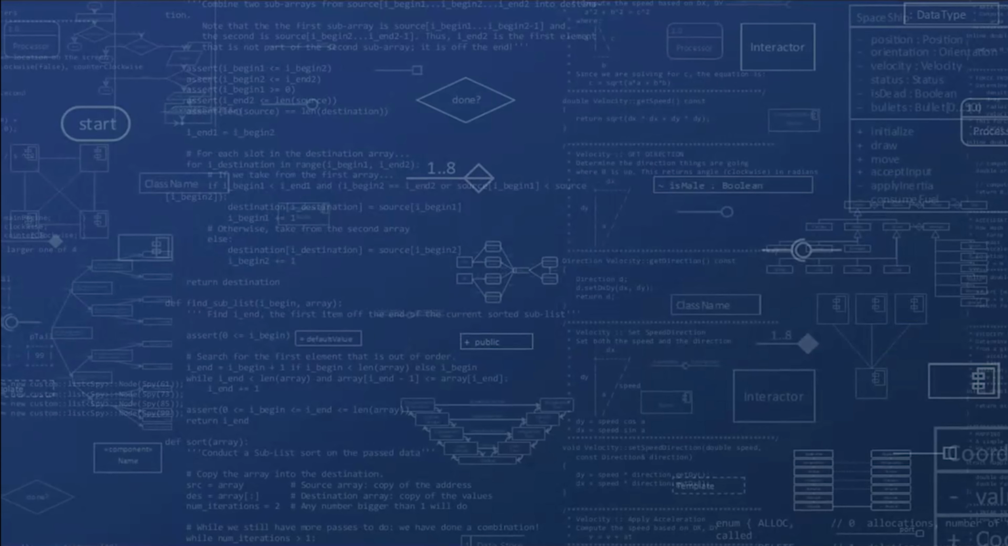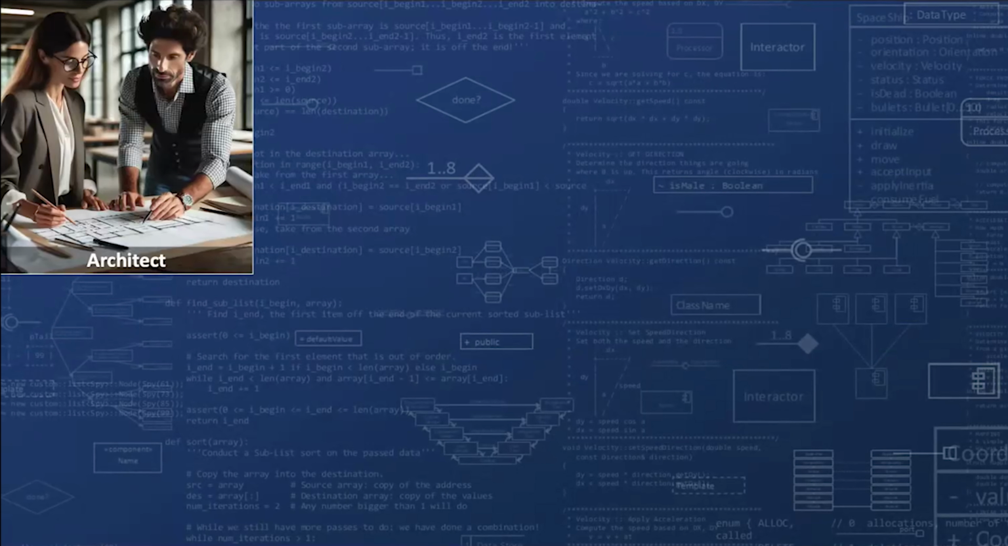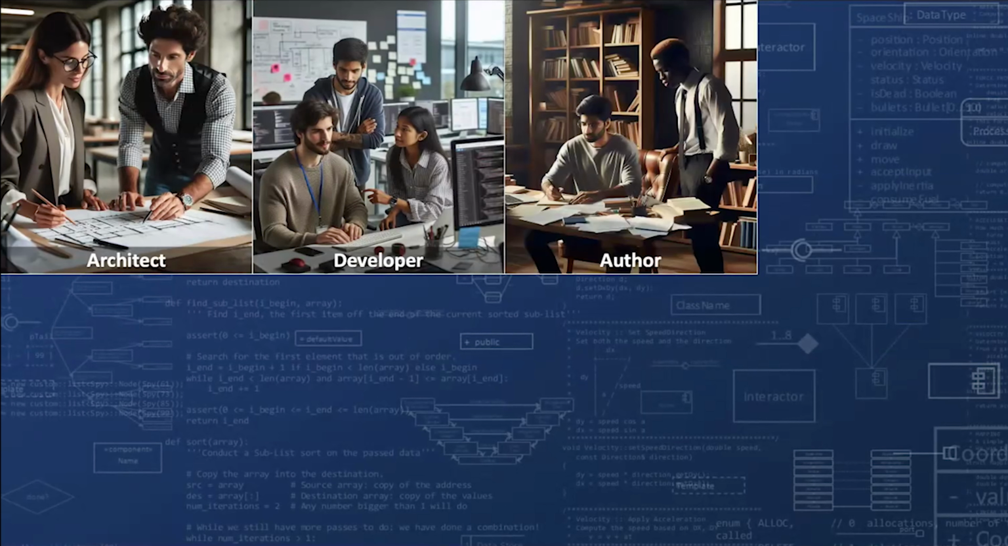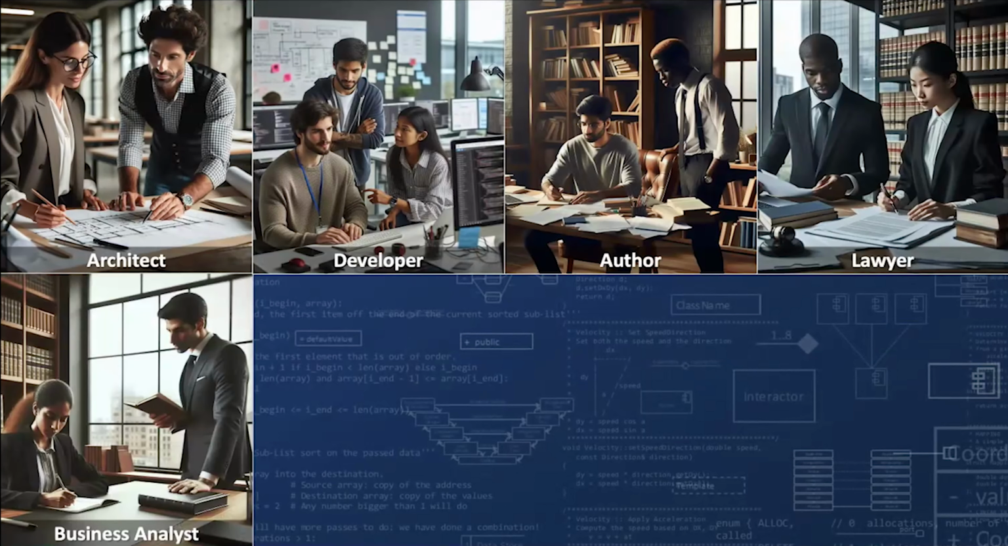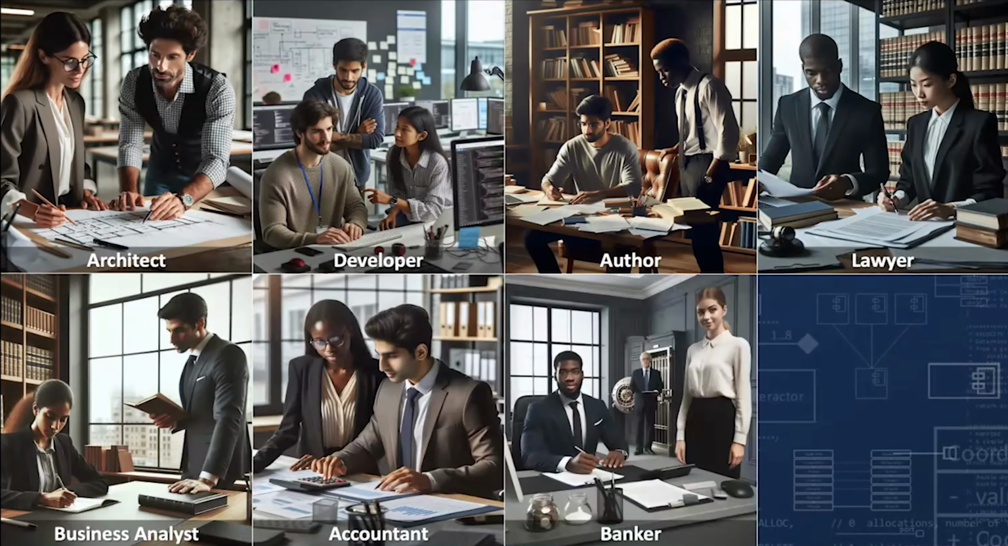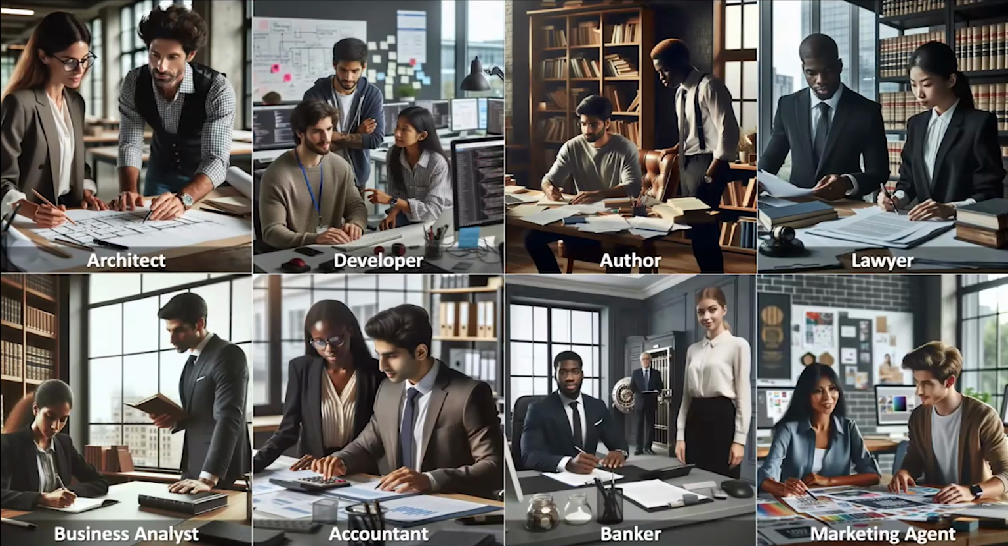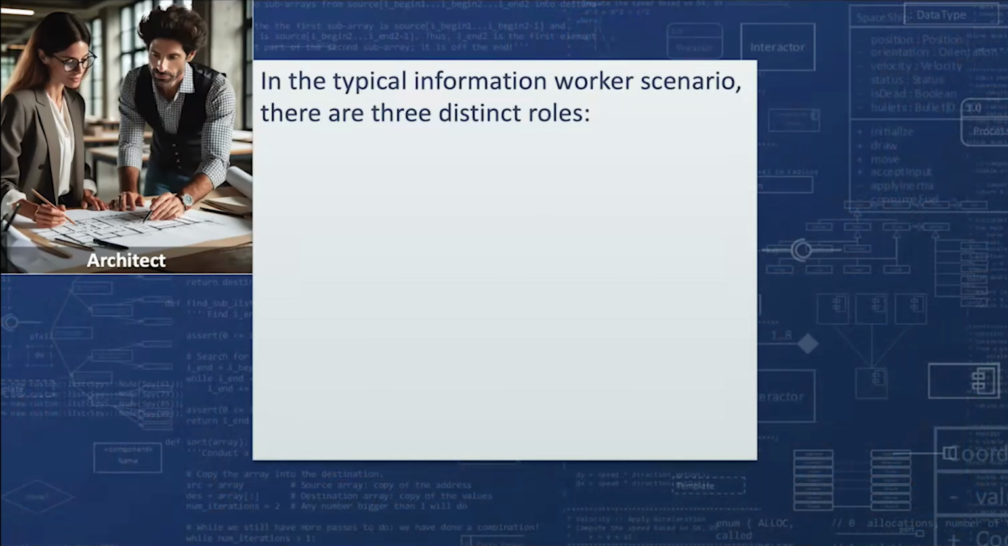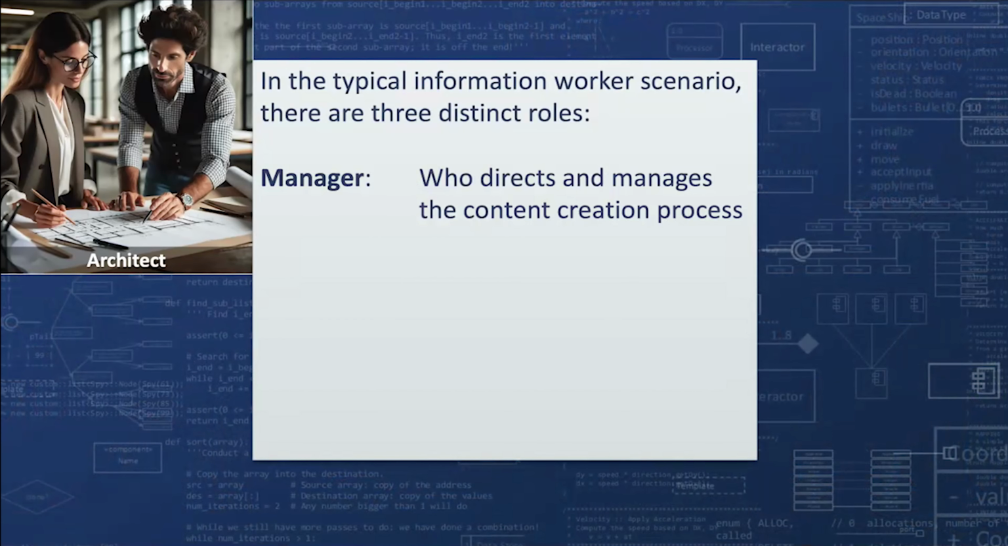in the workplace. There are many different types of information workers in this world. An architect, a developer for code, an author for books, a lawyer, a business analyst, an accountant, a banker, and a marketing agent. Now, each of these has some similar characteristics and, of course, some unique things. We're going to focus just a minute here on the architect. Usually, for an information worker, there are three distinct types of roles. The first one is the manager who directs and manages the content creation process. And this is true, of course, for all the different information workers we discussed.